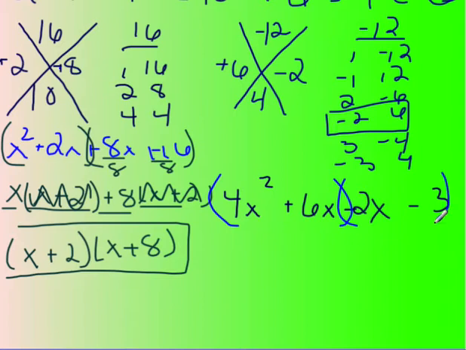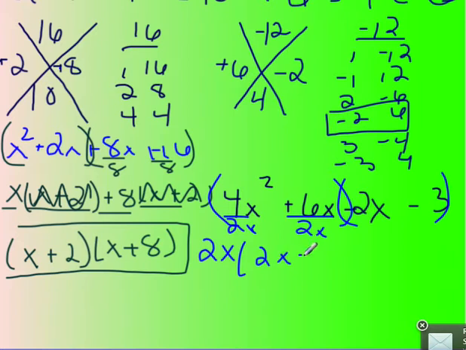So between 4 and 6, I can take out a 2 and an x. So now we're dividing each term by 2x. So 4 divided by 2 is 2. X squared divided by x is just x. Then, taking a look at number 6, 6 divided by 2 is 3, and x over x is going to cancel out.